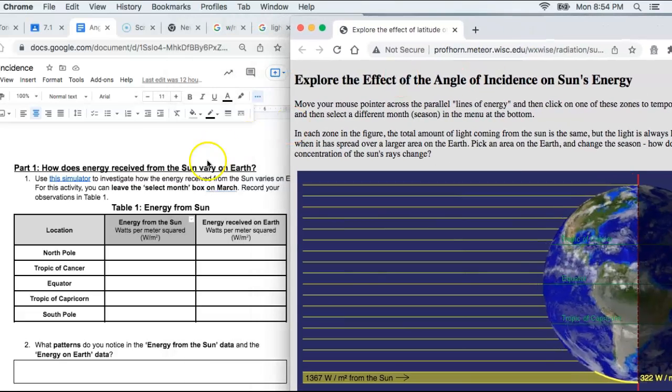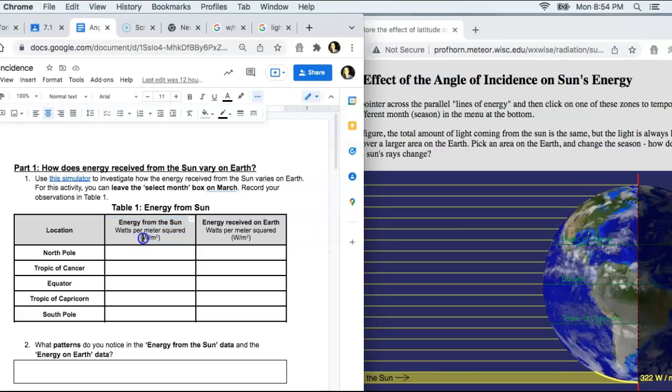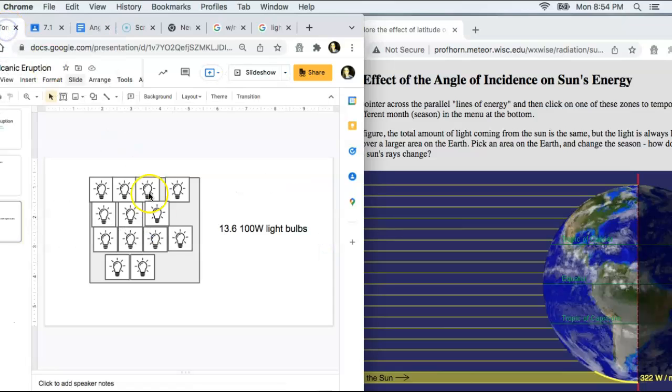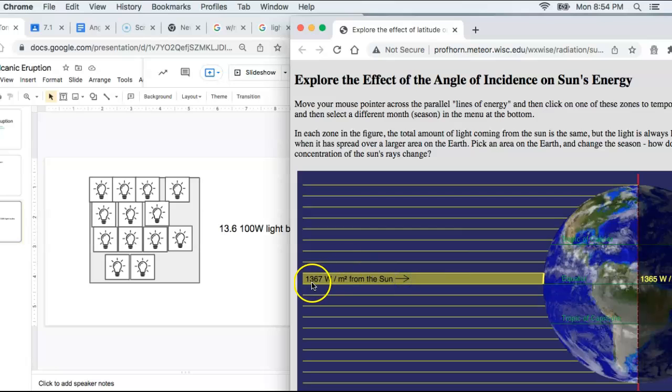What I do want you to keep in mind is this unit here, watts per meter squared. So what is a watt per meter squared? So if you make a square meter, so take a meter stick and you make a big square. So a meter is like the floor to a doorknob. And let's say the sun is giving off 1,367 in this space.